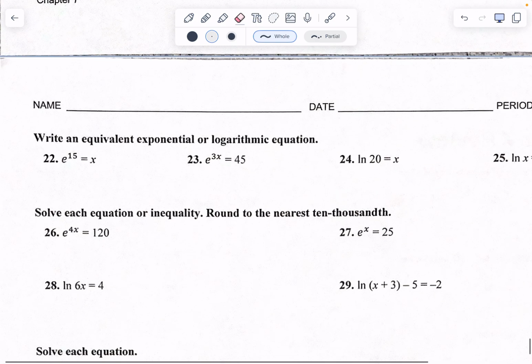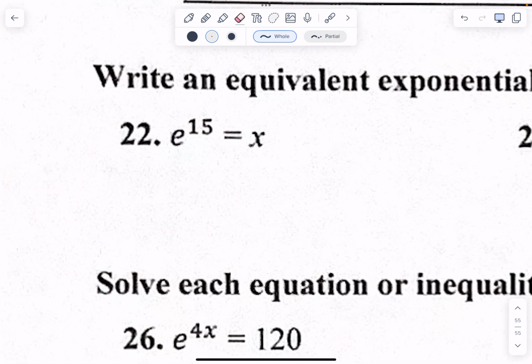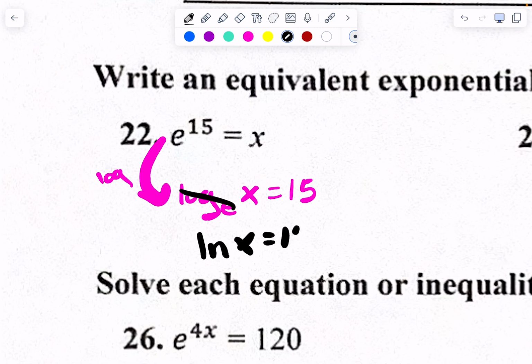Okay, let's do 22 and 24 together. e to the 15 equals x. Is that an exponential or a log? Exponential. So we have to make it a log. What's the base of the log going to be? Log base e of x equals 15. What is log base e? ln. So I'm going to say ln of x equals 15. That's all we have to do.